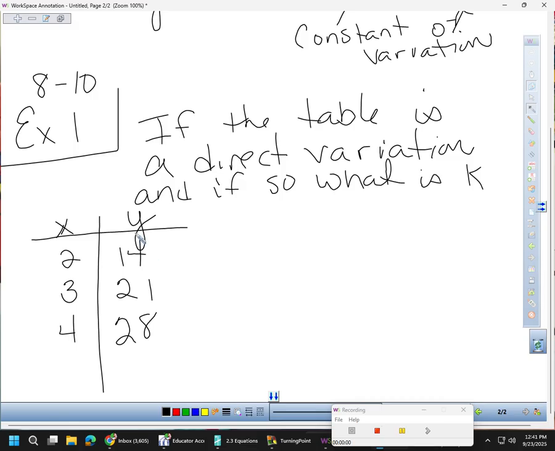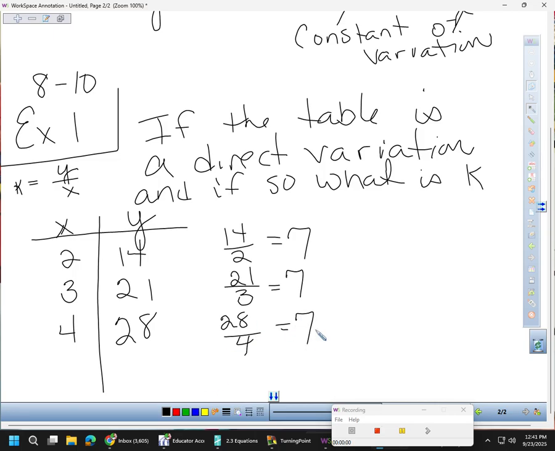So remember, to find k, we do y divided by x. So I'm going to start here. I'm going to take y and divide by x. I get 14 over 2, which equals 7. In my next one, y divided by x, I have 21 divided by 3. It equals 7. And the next one, y divided by x is 28 over 4, which equals 7. So since they all match, yes, this is a direct variation. And k equals 7, absolutely.